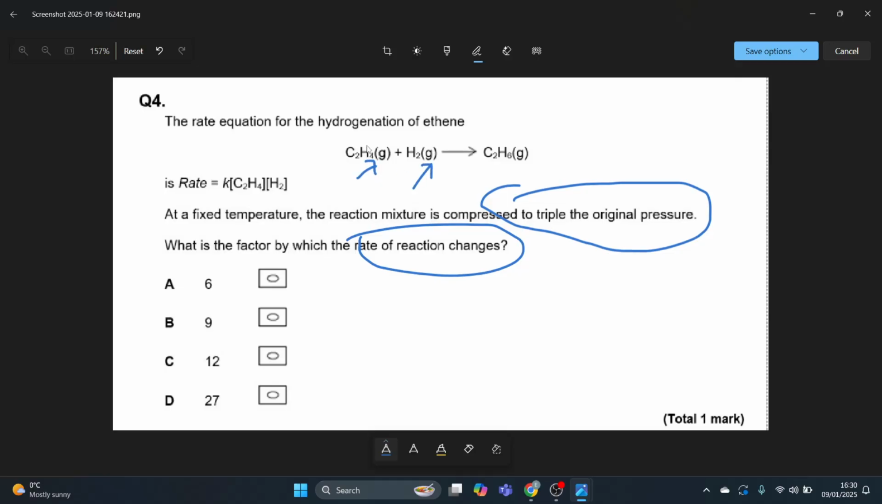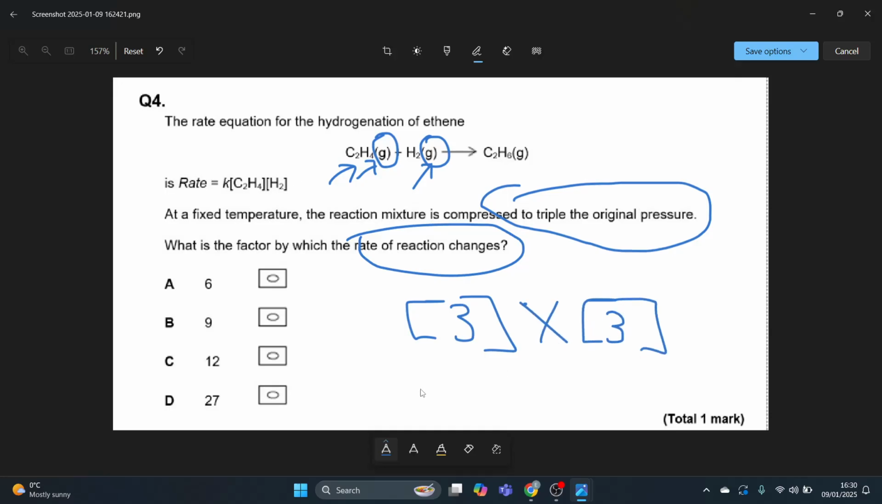C2H4 and hydrogen, they're both gaseous, right? So if we're tripling the original pressure, we're tripling these. What it's actually saying is that the C2H4 ethene is tripled, and we're multiplying that by hydrogen, which is tripled. So the factor by which the rate of reaction changes is just 3 times 3, which is 9. Just spot that these two are in the gaseous state. That's why when we triple the original pressure, we're tripling them as well. And because both of them are first order, 3 times 3 is 9.